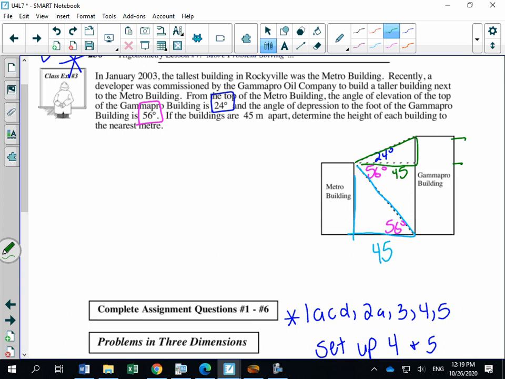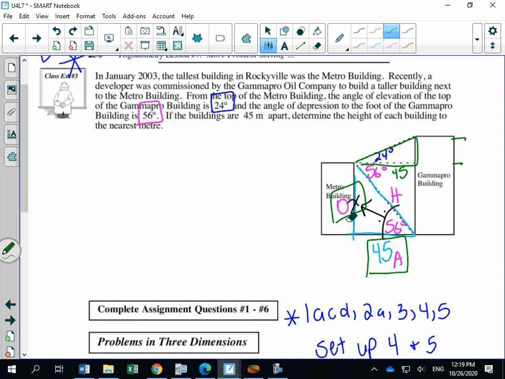Now it's going to say determine the height of each building to the nearest meter. So let's start with the Metro first. The Metro would be this triangle here, and I just simply need to put my X there. According to 56 degrees, let's label our triangle and calculate the height of the Metro. So according to 56 degrees, that would be the opposite, hypotenuse, and adjacent. I'm going to box in what I'm looking for, which is my X, and what I'm given.